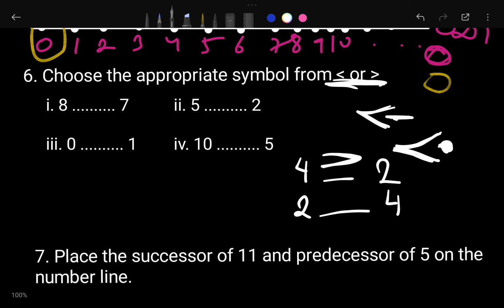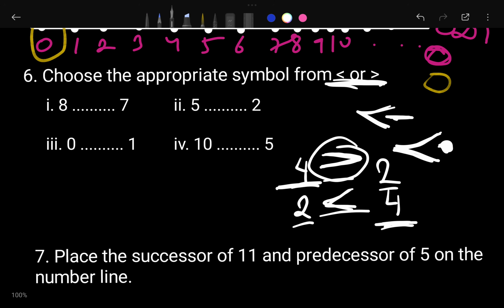Okay, but in this one, in 4 and 2, which is greater? 4 is greater. So that's why its mouth is open here. In this one, 2 and 4, which is greater? 4 is greater. So its mouth turns like that, because it is the same symbol, but it changes according to the greatest number. Here on the left side the greatest number is there, so it turns to the left side. Here the greatest number is on the right side, so it turns to the right side.